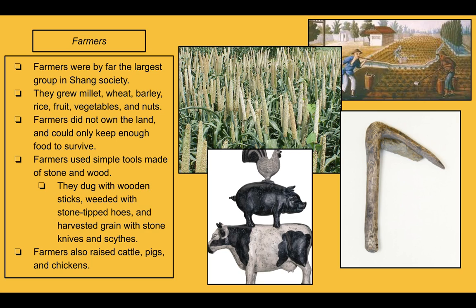Although bronze was huge in ancient China, farmers didn't really have bronze tools. They used simple tools made of stone and wood. So they would have dug with wooden sticks, weeded with stone-tipped hoes, and harvested grain with stone knives and scythes. And then farmers also raised cattle, pigs, and chickens.